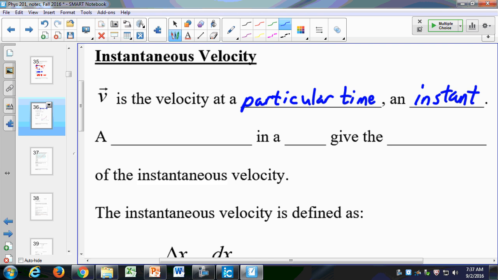I don't know if this is different from my notes. I'm sorry, a what, and I give the blank of the instantaneous velocity. We're just going to skip that line, okay, folks? It's not that important, obviously.